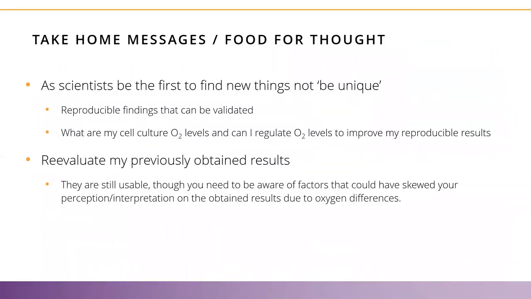So as a take-home message, for scientists in general, it's great to find new things. Please do not be unique. We would very much like to focus on reproducible findings that can be validated. So you need to ask yourself: what oxygen concentrations am I currently culturing at? Do I need or do I want to regulate that? And can I improve my results by removing this oxygen variable?